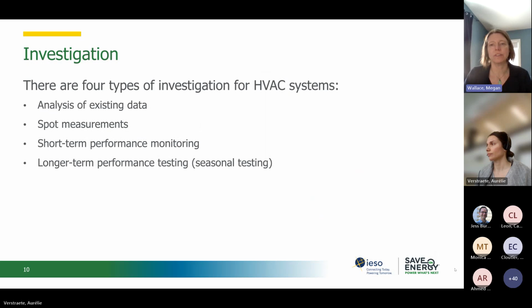There are 4 different types of investigation or measures that have to be reviewed. There's the analysis of the existing data, spot measurement, short-term performance monitoring, and longer-term performance functional testing, which is usually seasonal. During the previous part one, we discussed the analysis of existing data, spot measurement, and short-term performance monitoring. And in this presentation, we're going to review the longer-term performance or functional testing.